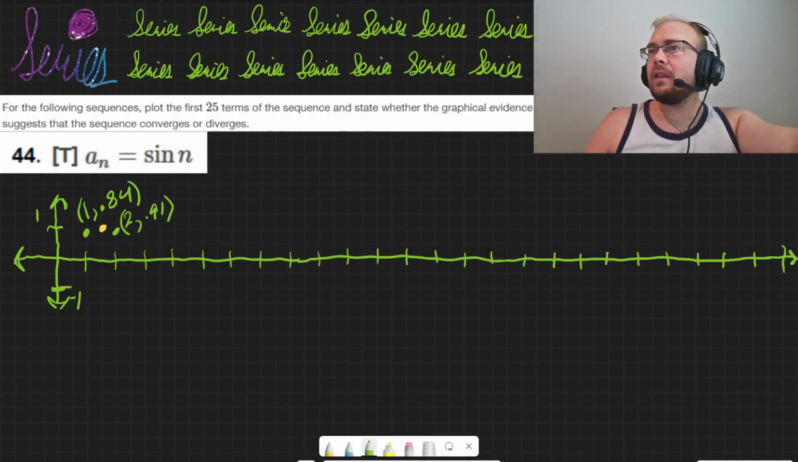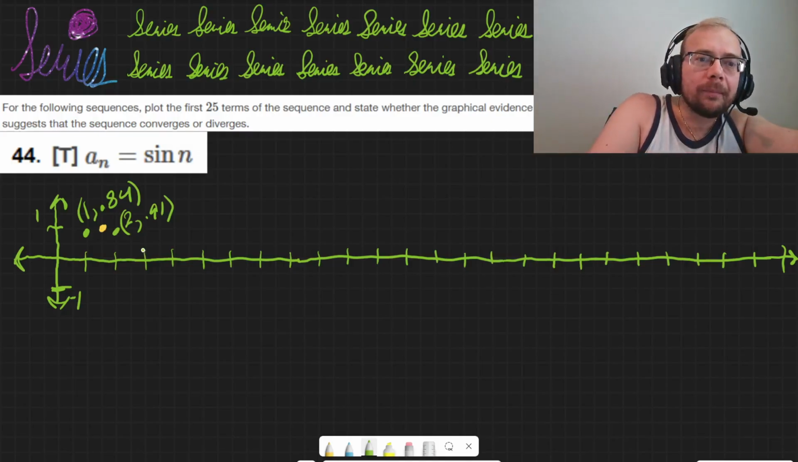And then you just keep doing that, and they want you to have the first 25 terms. Yikes. f of 3 is 0.14. That's pretty low. It's down here somewhere. So that's (3, 0.14).